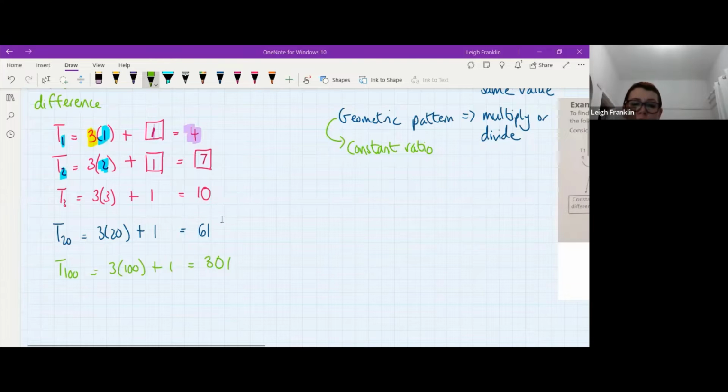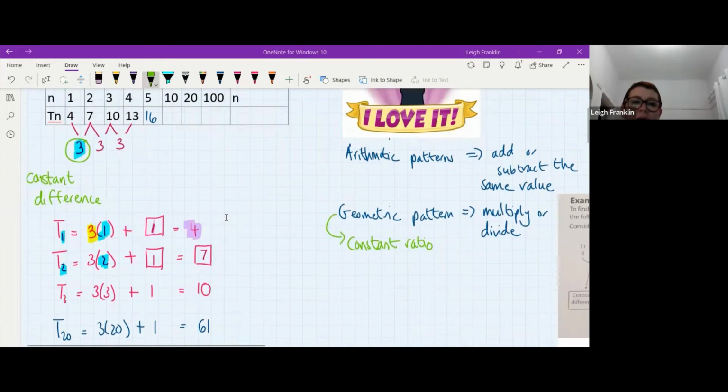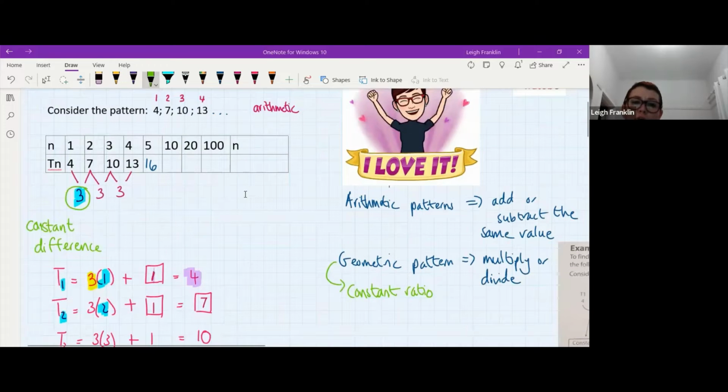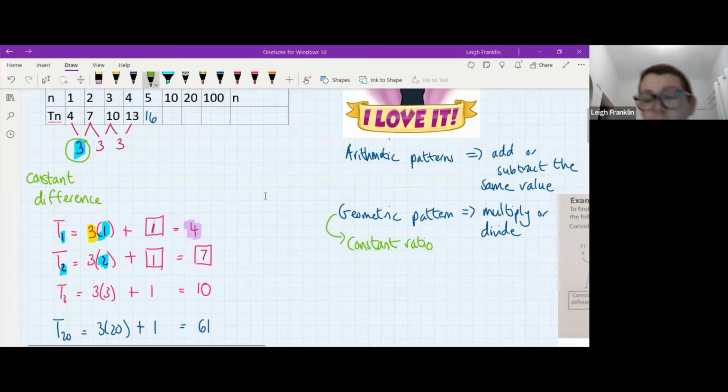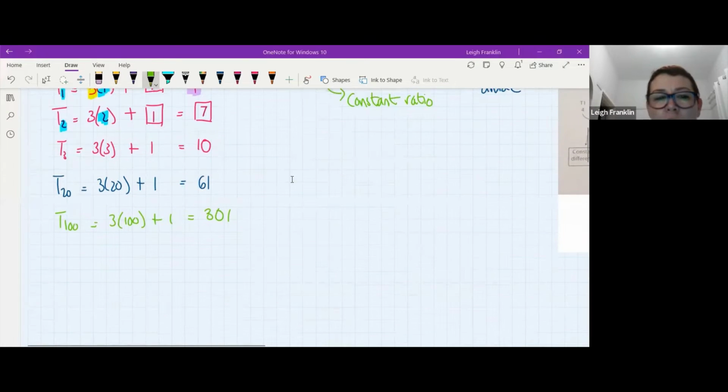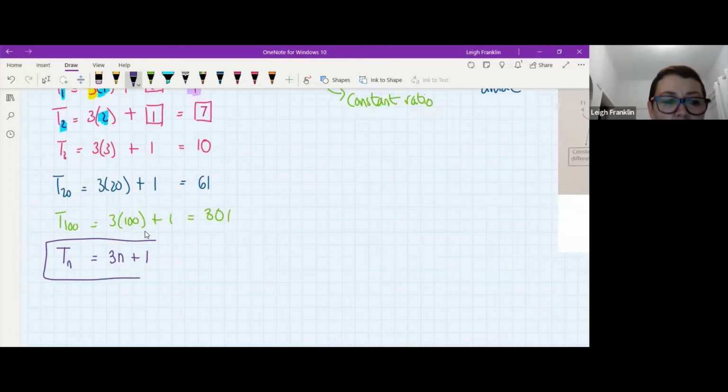Now I want to ask you a question. All right. If I now want a rule in terms of n for my pattern so that I can work out any term in my pattern, how am I going to do that? So remember, term number n goes in. So that means I have to take my difference, multiply it by n, and add 1. Okay, so this is what is known as the rule for the pattern.